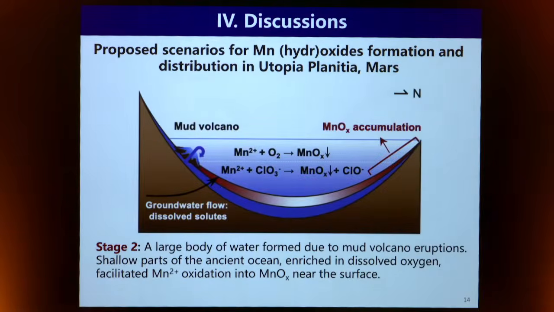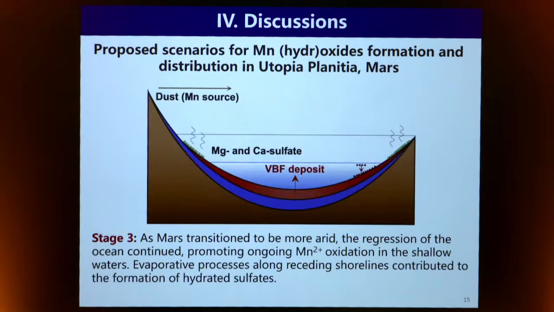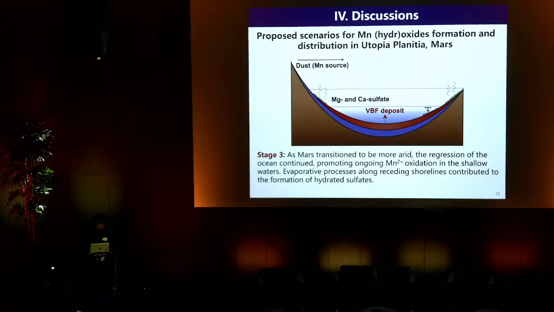And stage two, a large body of water formed due to mud volcano eruptions. Shallow parts of the ancient ocean, enriched in dissolved oxygen, facilitate manganese oxidation into manganese hydroxide near the surface. And in a deep region of the ocean, manganese could also be oxidized by ClO3. And stage three, as Mars transitions to be more arid, the regression of the ocean continued, promoting ongoing manganese oxidation in the shallow waters. Rapid processes along receding shorelines contribute to the formation of hydrated sulfides.